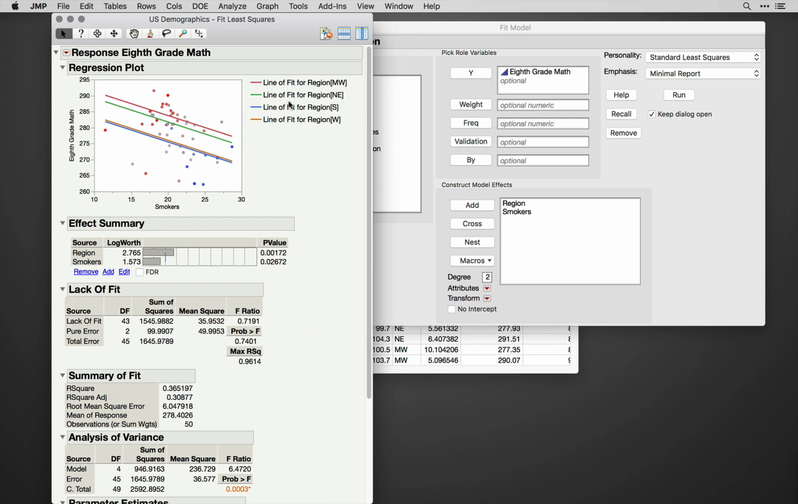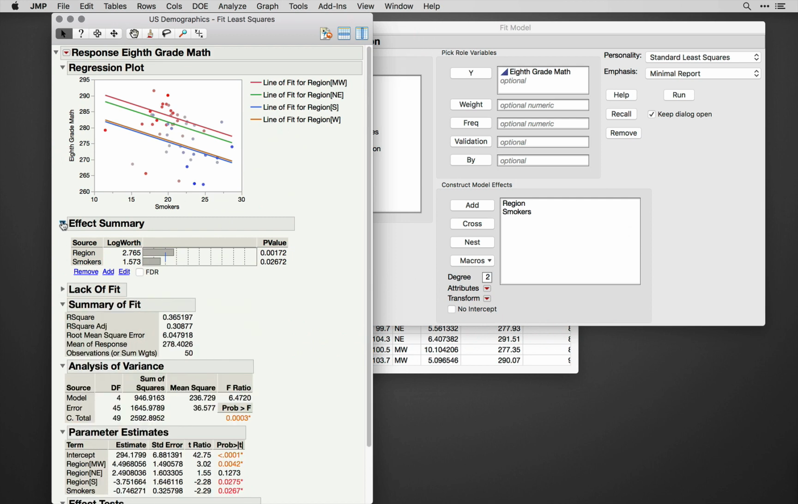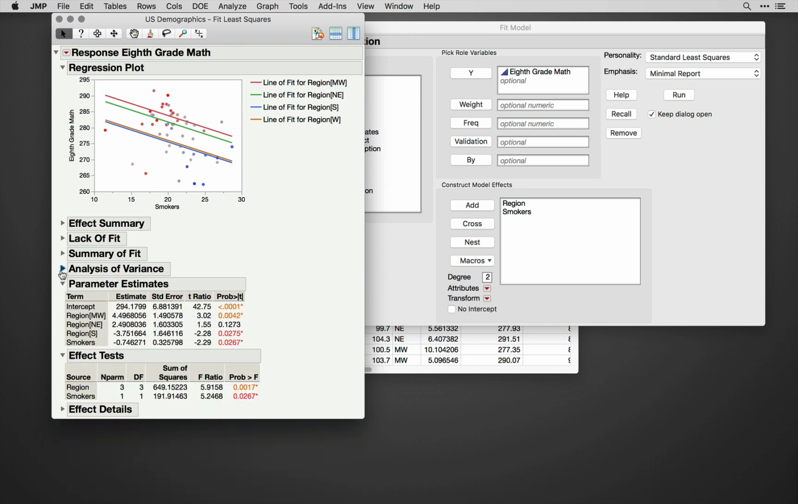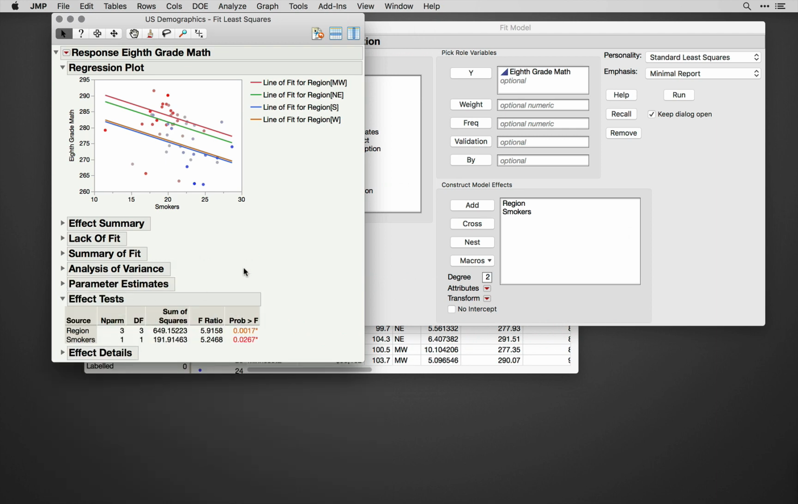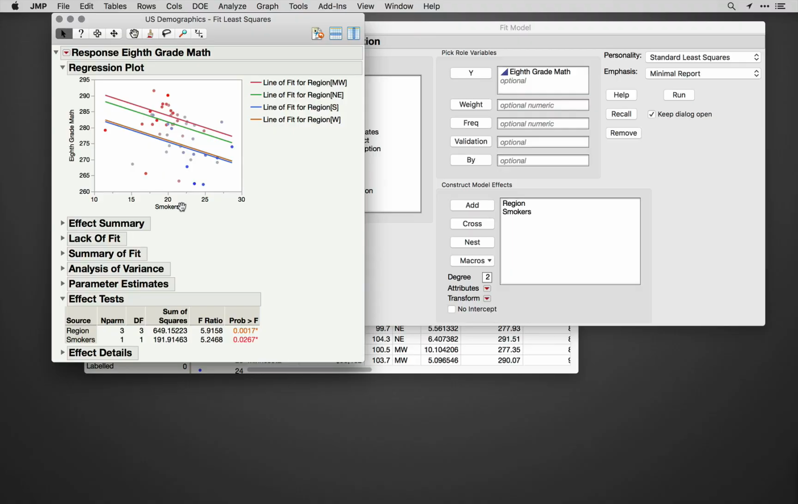Okay, so good. We have a little bit of difference between the lines. That's what we want to see, at least for the purpose of the example here. I'm going to minimize a bunch of things. And before we go any further, let's talk about what this model is doing. This model is using smokers to predict 8th grade math and region to predict 8th grade math, and there's no interaction between the two. So this is a proper ANCOVA, an analysis of covariance, which answers the question: what if these particular regions didn't differ in how much they smoked? How big would the difference be between them in terms of their region differences? So we're controlling for smokers across region.